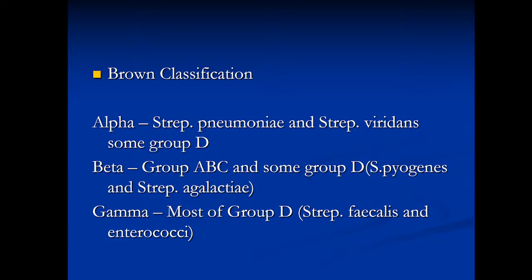Now, an important thing that you need to remember in Brown classification, usually they're going to ask which of the following species are involved in the beta hemolytic streptococcus. Which of the following species of strep is beta hemolytic? You need to remember Streptococcus pyogenes and agalactiae. Actually, Streptococcus agalactiae, most of the time rather, is alpha hemolytic. But because of the length of the incubation, they're oftentimes classified as beta hemolytic because of their hemolysis.